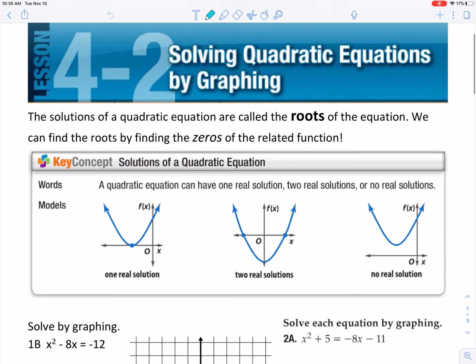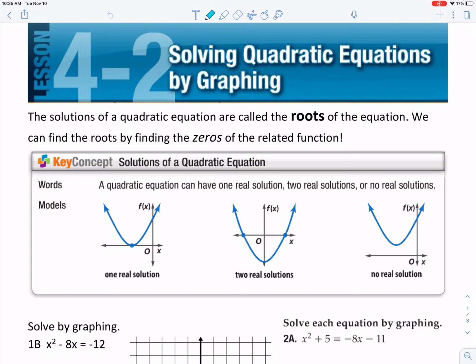So, what is it we're even solving for anyway? We're solving for what we call the roots of an equation. We can find the roots by finding the zeros. They're the same thing. Zeros, roots, potato, patata.